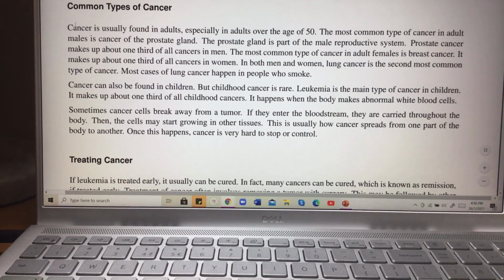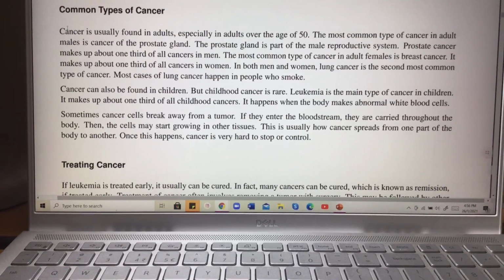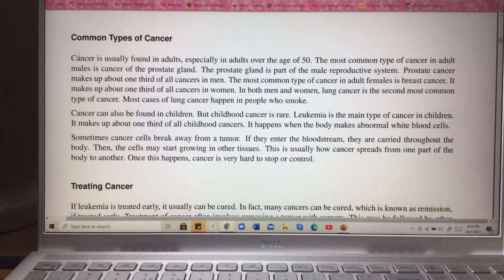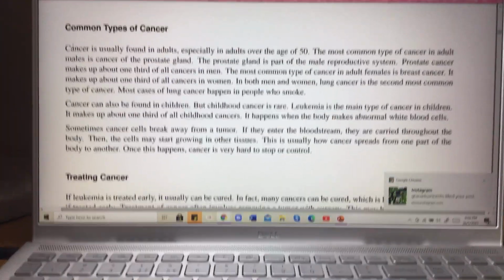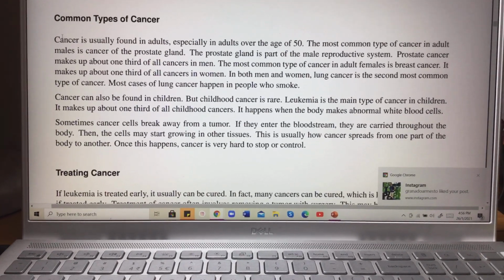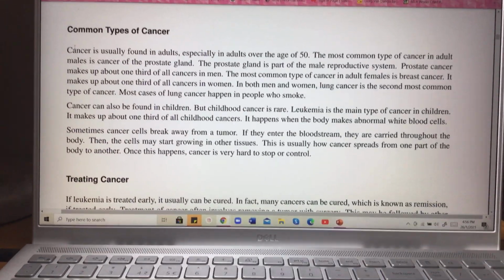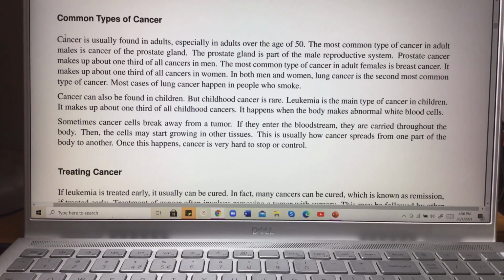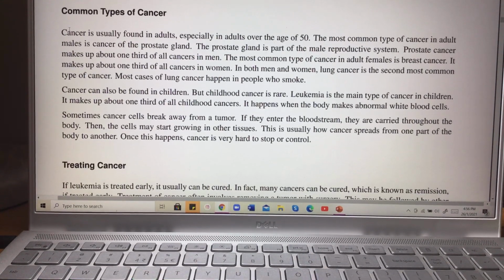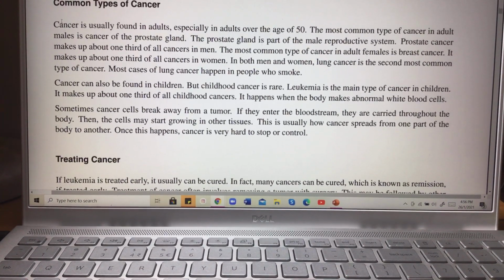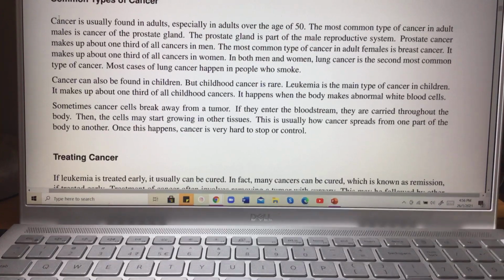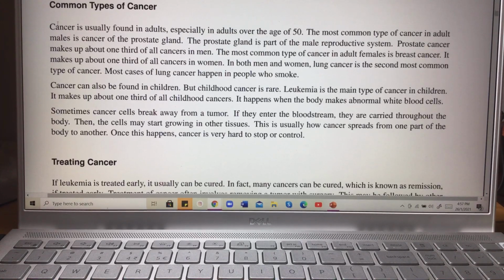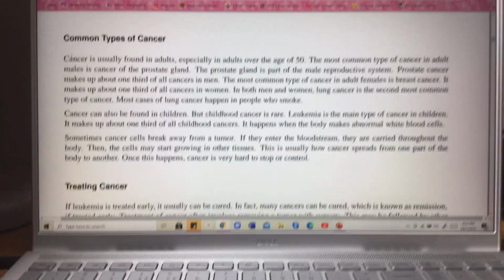The common types of cancer. Cancer is usually found in adults. In adults over the age of 50, the most common type of cancer in males is cancer of the prostate gland, which is part of the male reproductive system. Prostate cancer makes up around 1/3 of cancers in men. The most common type of cancer in adult females is breast cancer, which makes up 1/3 of cancers in women. In both men and women, lung cancer is the most common type of cancer. In most cases, lung cancers happen to people who smoke.